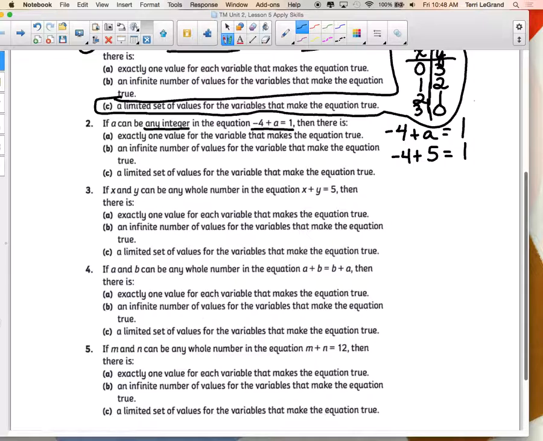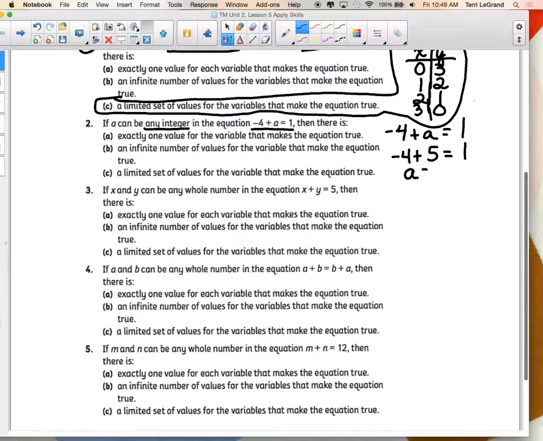Okay. Can you think of any other numbers that if you added it to negative 4, you'd get positive 1? Is there any other number from the integer number set that when you start here at negative 4, you're going to end up at positive 1? Can you think of any other number? I don't think there is one, is there? No, so A equals what?